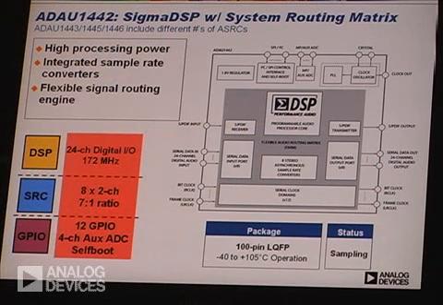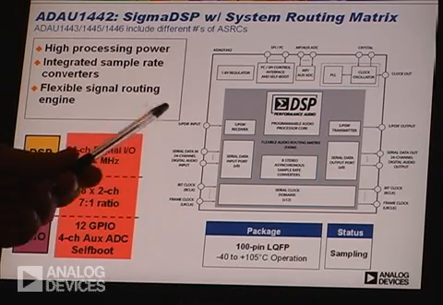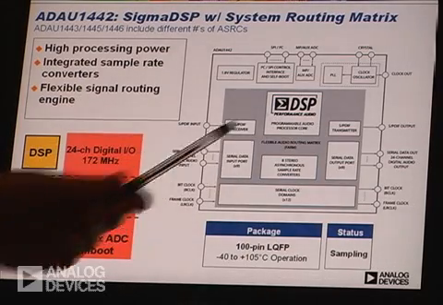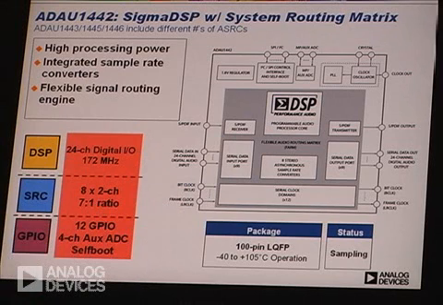The 1442 is the latest in our SigmaDSP line and incorporates the largest SigmaDSP core to date, a 172 megahertz core, and wrapped around that core are peripherals including 16 channels of sample rate conversion and a lot of GPIO to make our customers' systems much easier to implement. The 1442 also includes SPDIF receiver and transmitter and has capability of up to 9 clock domains, again, to make our customers' systems as easy as possible.